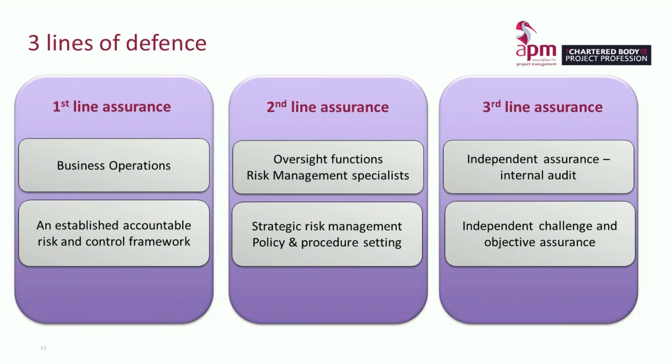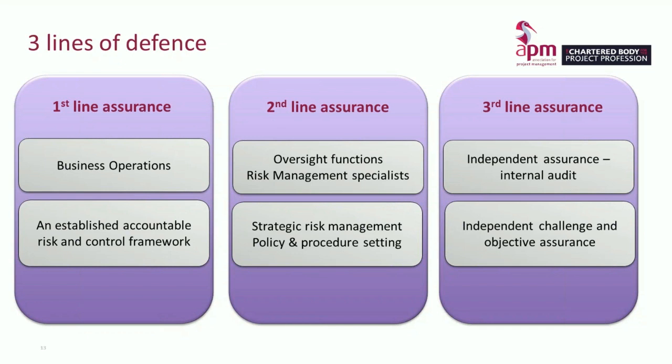Second line are the functions that oversee or specialize in risk management. So this will be your enterprise risk management teams or compliance. And the third line of defense is the independent line of internal audit. Their assurance will cover how effectively the organization assesses and manages its risk, and will include assurance on the effectiveness of the first and second lines. Internal audit scope should be unrestricted.